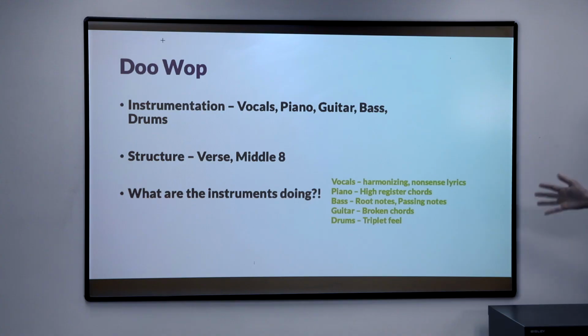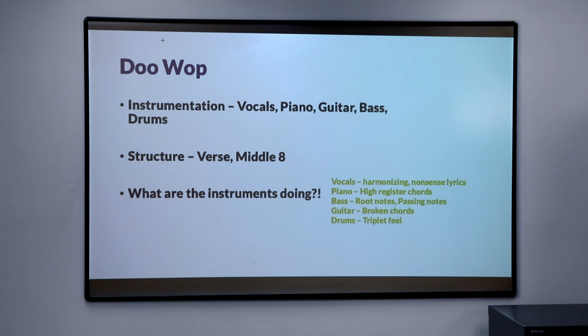But each genre will have their own song structure that helps to define it. And we also will want to think about what the instruments are doing. We thought about what instruments are there, but what do they actually do within the song that helps to define it? When looking at doo-wop, as you can see from the slide, instrumentation we might be looking at could be things like vocals, piano, guitar, bass guitar and drums.